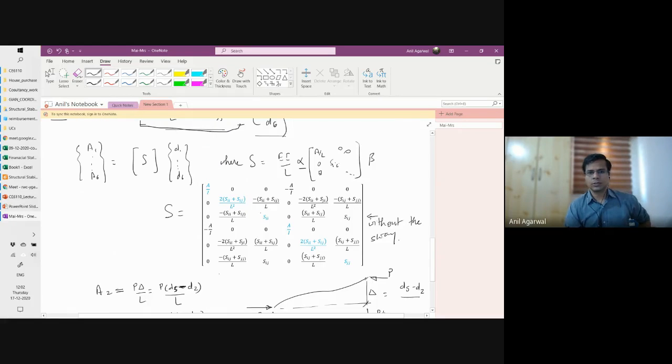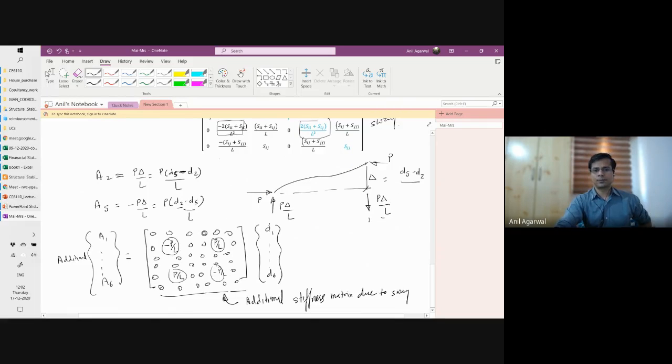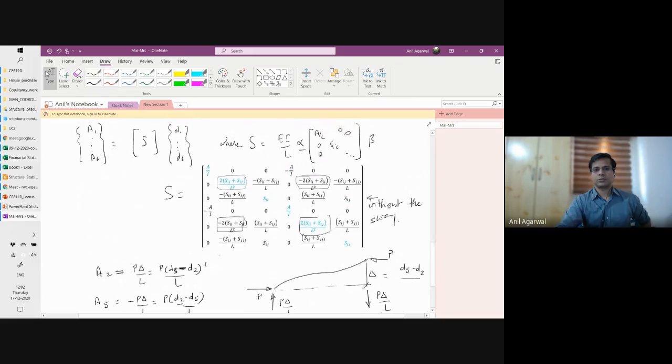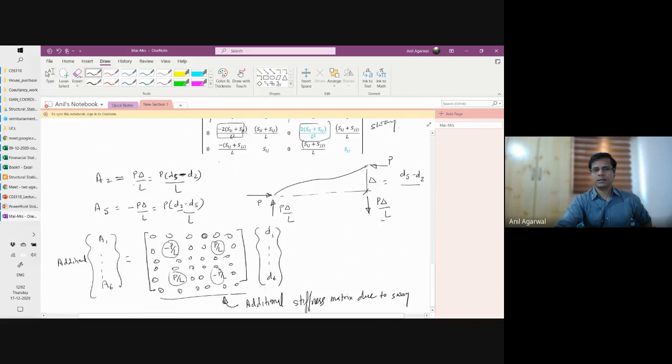So 2,2 term is here, right? 2,2, 2,5, 5,2, 5,5. So these terms will have an additional value of minus P by L, and so on. So what is P by L in terms of KL?